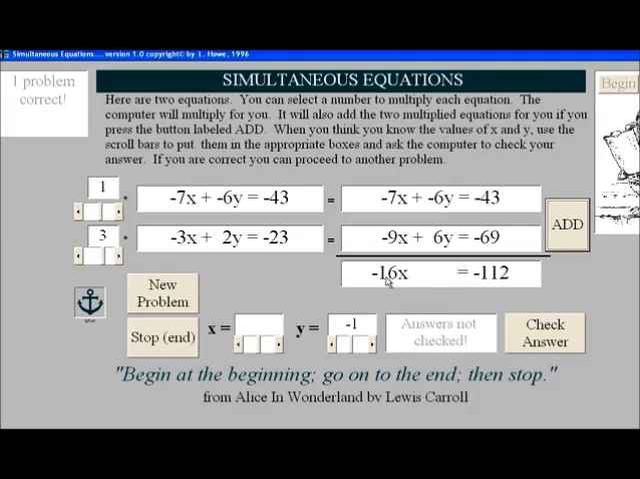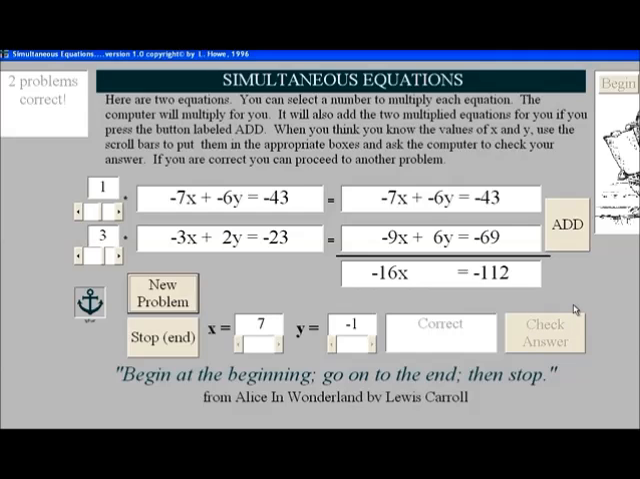So let's see, I've got to think a little bit about it. 16 times 7 is 112. Yeah, it looks like it's 7. So x is 7. Check, we win. This is elimination.